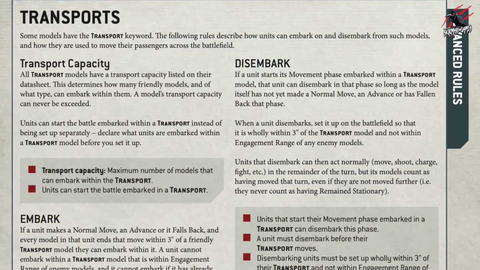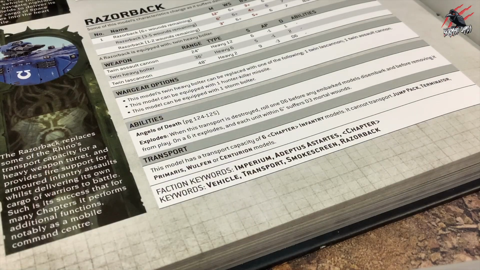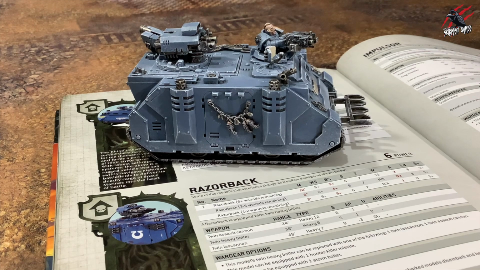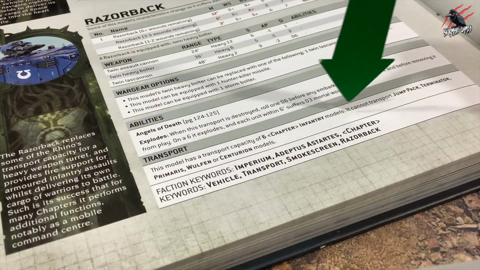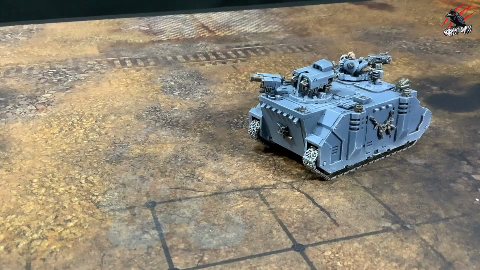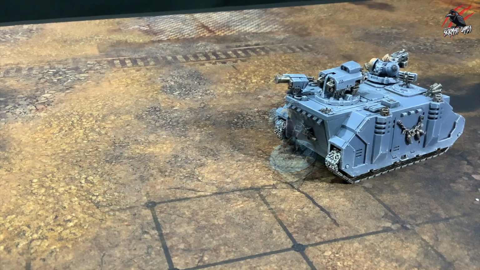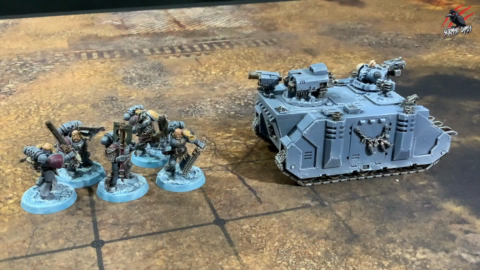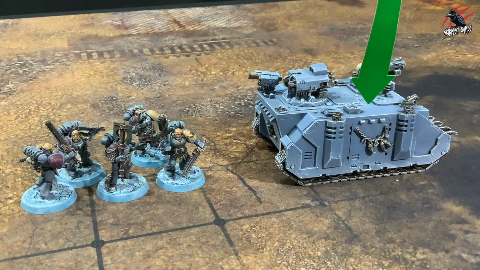Let's look at transports next, and there's quite a few rules to go through for this. Some models have the transport keyword. All transport models will have a capacity listed on their datasheet. It'll tell you how many friendly models they can have and what type of models can be taken on board. Units can start the battle embarked within a transport instead of being set up separately. All you need to do is declare what units are embarked within a transport model before you set up.